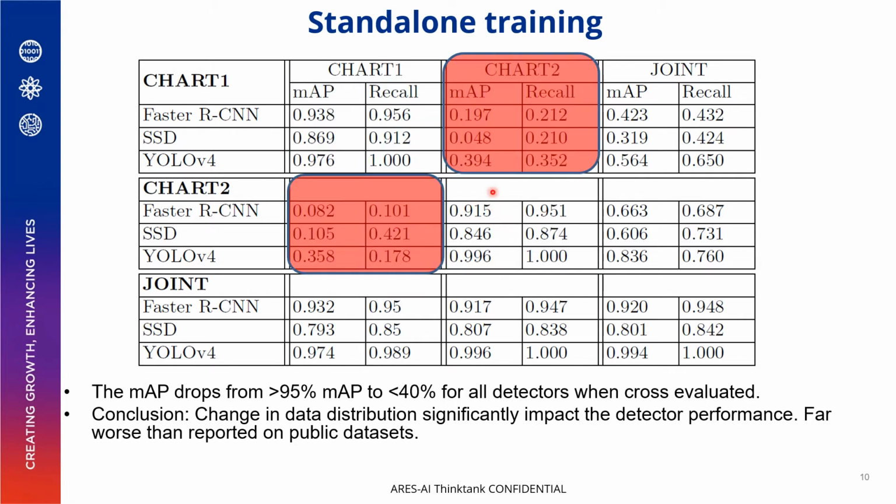Things start falling apart when we take the models that were trained on chart1 and evaluate them on chart2. You can see that accuracy for Faster RCNN goes down from 94% to about 20%, for YOLO v4 from 98% to 40%. Similarly, if we had trained the model on chart2 and then evaluated on chart1, you can see the results dropping from 92% to 8.2%, or almost 100% to 36%. So this shows that the data drift between chart1 and chart2 significantly impacts the performance, especially for a robotic application setting.